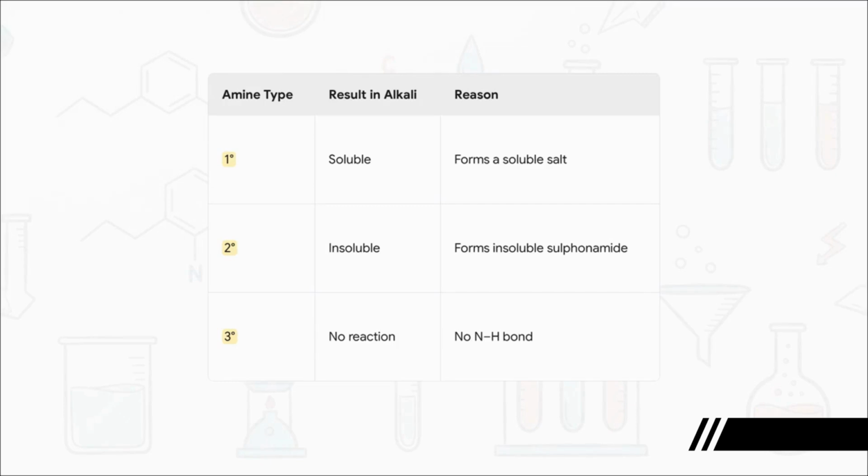A primary amine reacts, and the product it forms still has an acidic hydrogen on the nitrogen. Because of that, it dissolves in the alkali. So boom, it's soluble. A secondary amine also reacts, but its product has no acidic hydrogen left, so it can't dissolve, it stays insoluble. And the tertiary amine, well, it doesn't have a hydrogen on the nitrogen to begin with, so it doesn't react at all. Soluble, insoluble, no reaction. It's that clean.